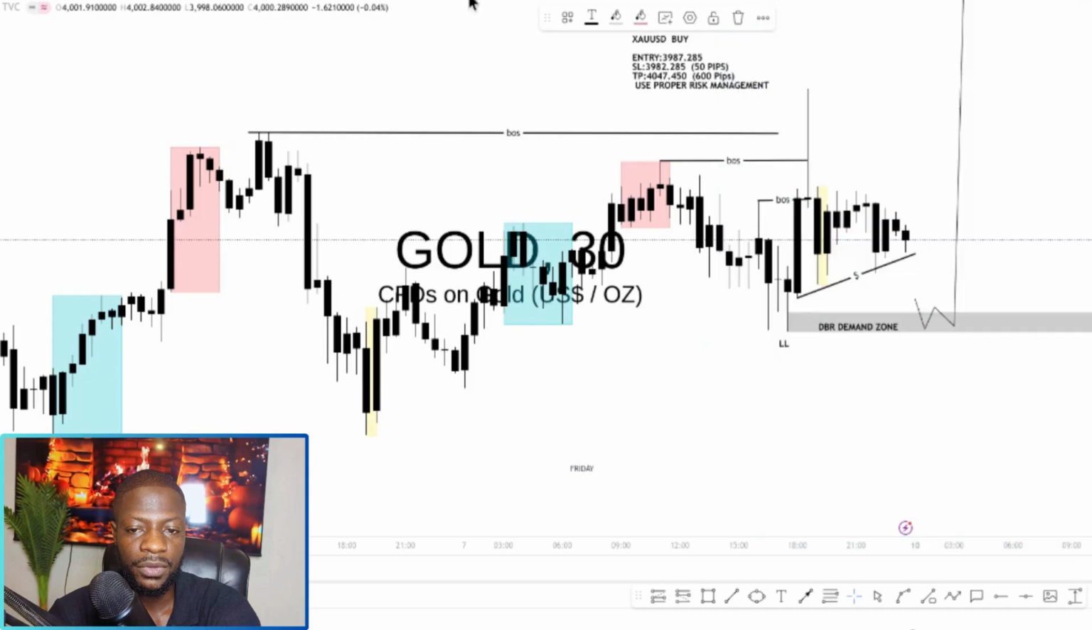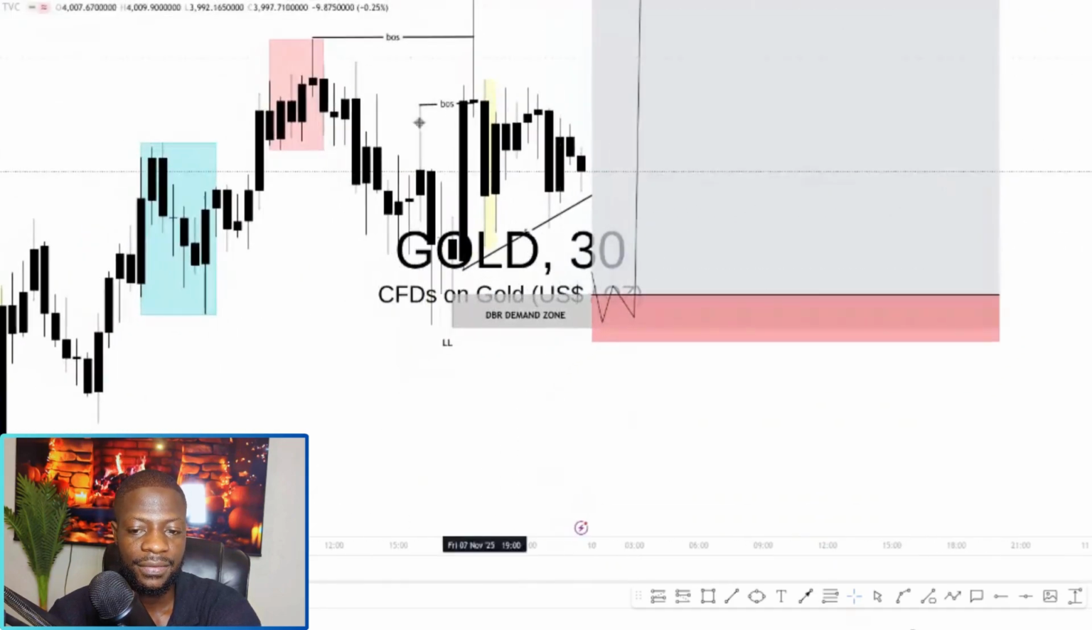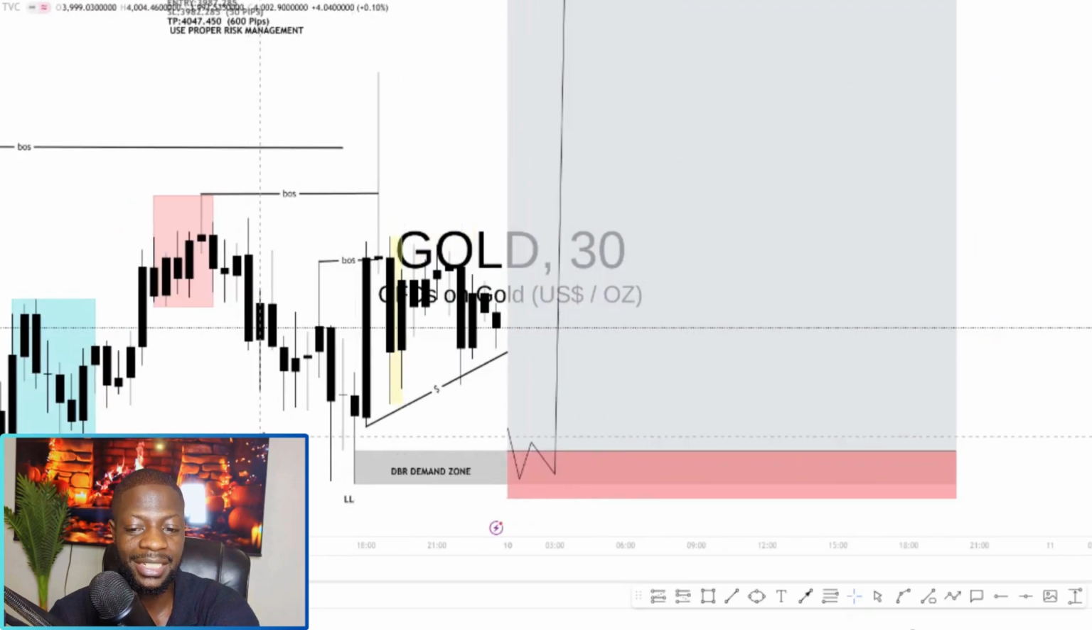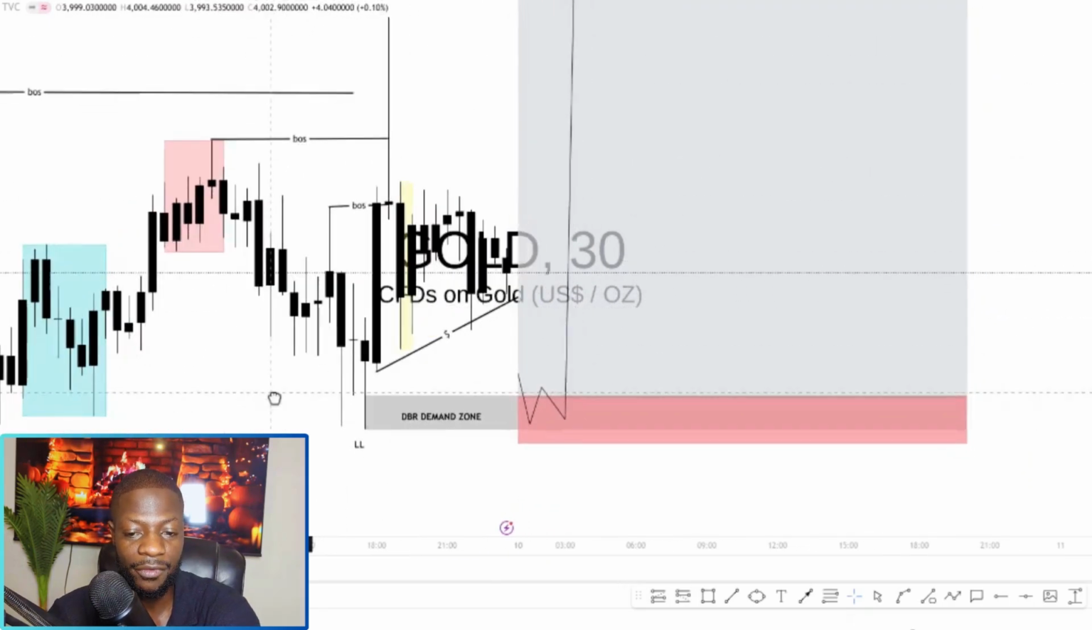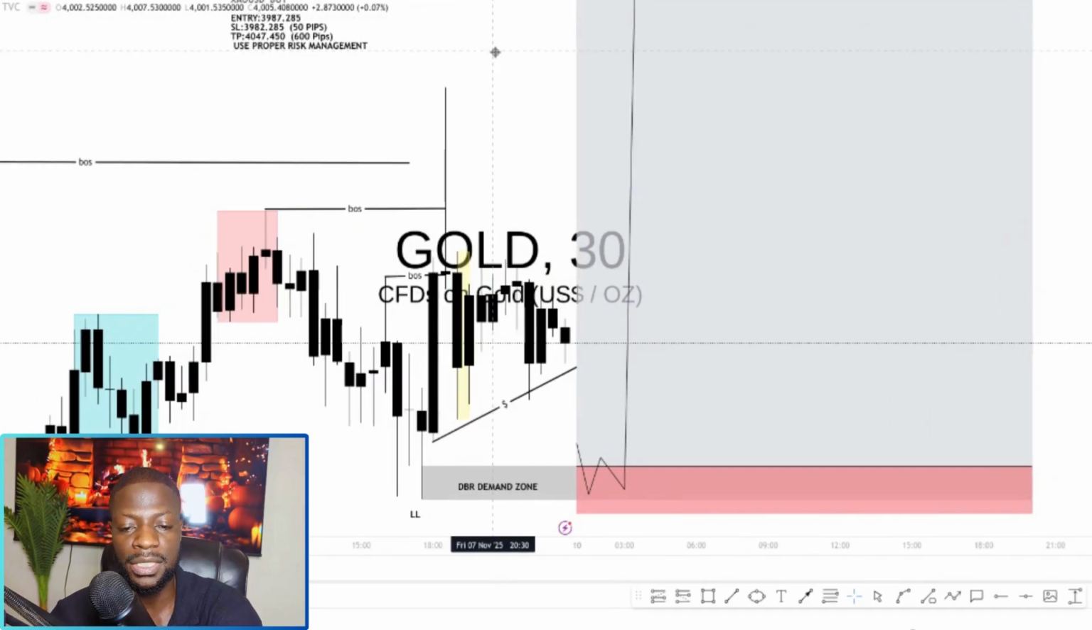So if you come here, you're going to realize that this change of character right here, this push to the upside, was initiated by this move right here. And you can see the kind of candles that initiated this move. These are big momentum candles. So like always, all you have to do is just go to the lower time frame, find the order block at that level right there. And that's what I did.